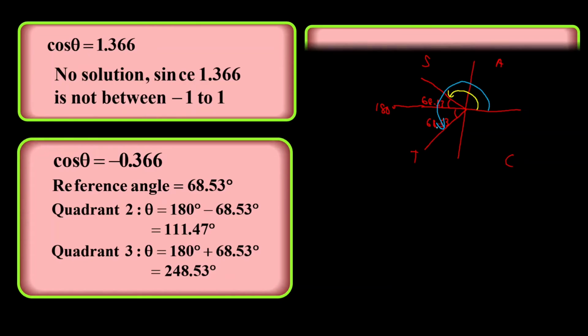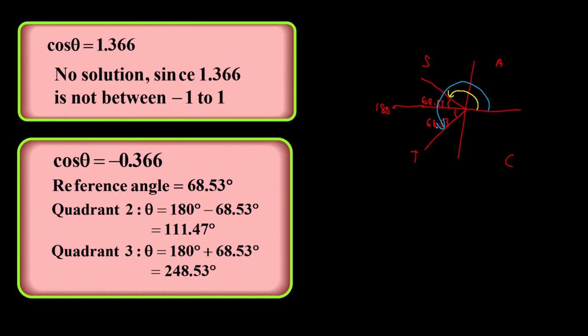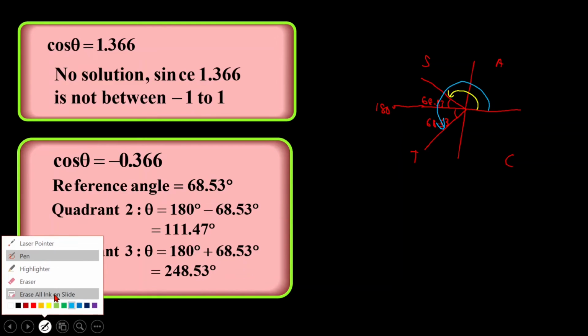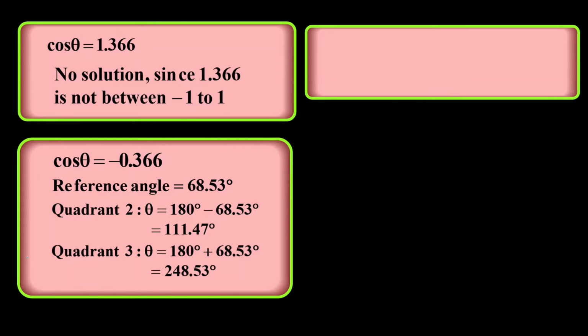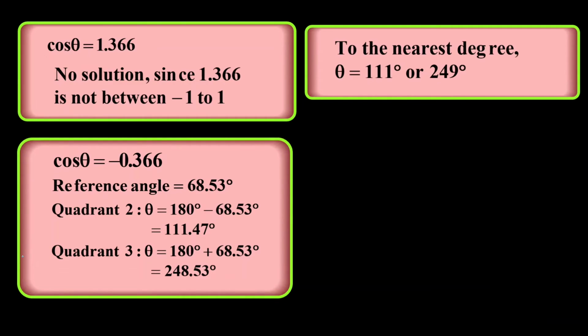Oops, let me clear that away first. Right, so what I'm going to have next is I'm going to arrange all the answers together, and because the question asks for the nearest degree, I'm going to have them as 111 degrees and 249 degrees.